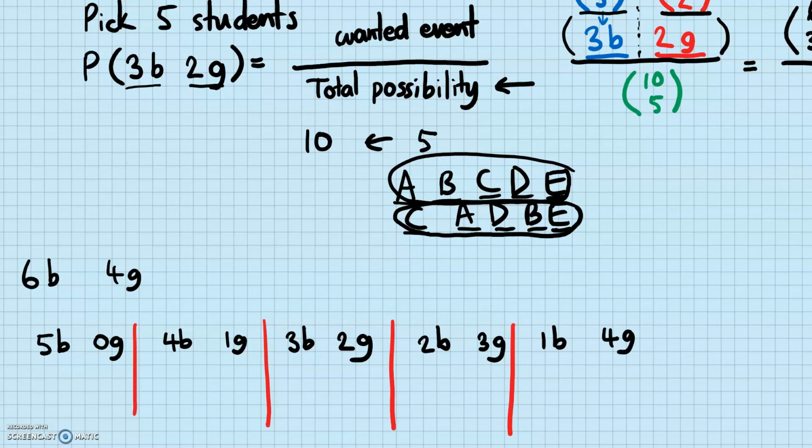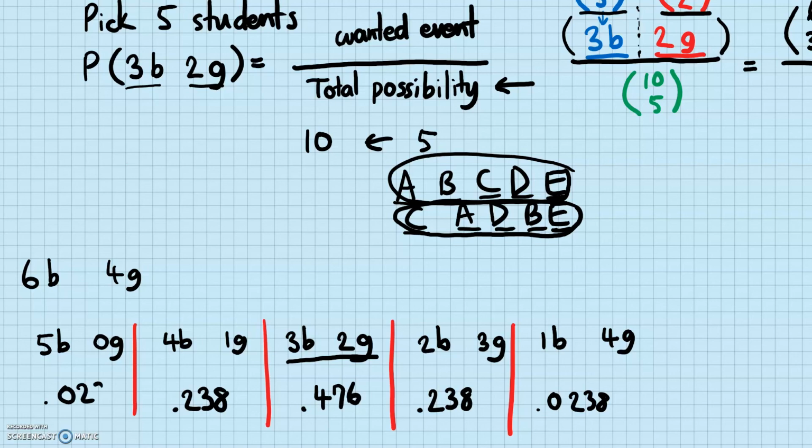And if you look at the probabilities here, we actually found this probability right here, 3 boys and 2 girls. And that turned out to be 0.476. And if you do the same thing for these other cases, I've done the calculation in advance, you'll get these probabilities, 0.238 for these ones, and 0.0238 for these ones. And I've rounded these numbers. These aren't exact numbers, but you get the idea.